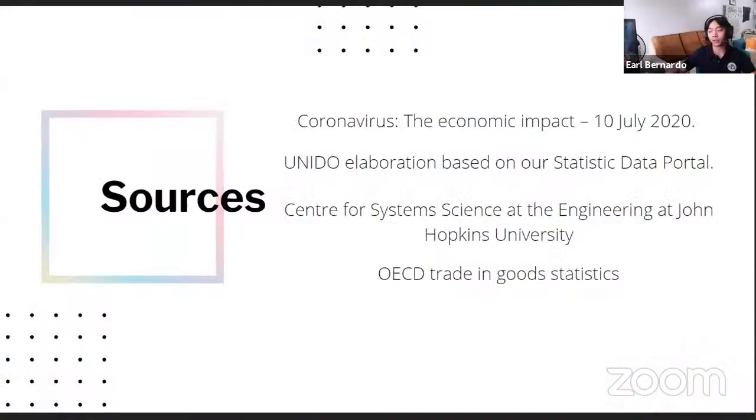So for my sources, ito nga yung the coronavirus, the impact, and then the United Nations elaboration. Yung data ay nanggaling rin mismo sa United Nations. And then, ayun, the Center for Systems Science and Engineering at Johns Hopkins University and the OECD Trade in Goods Statistics. So, ayun po.